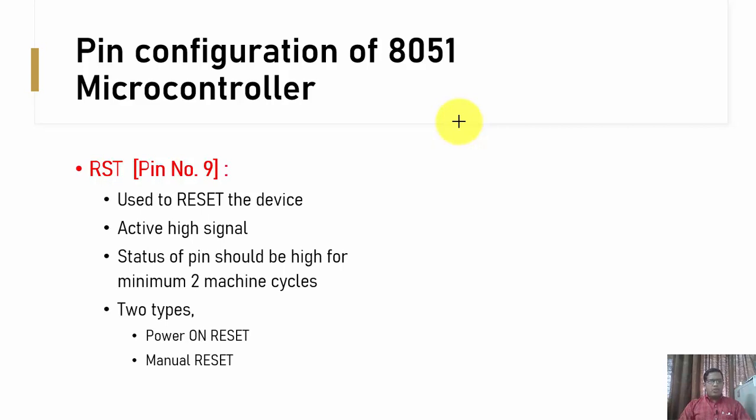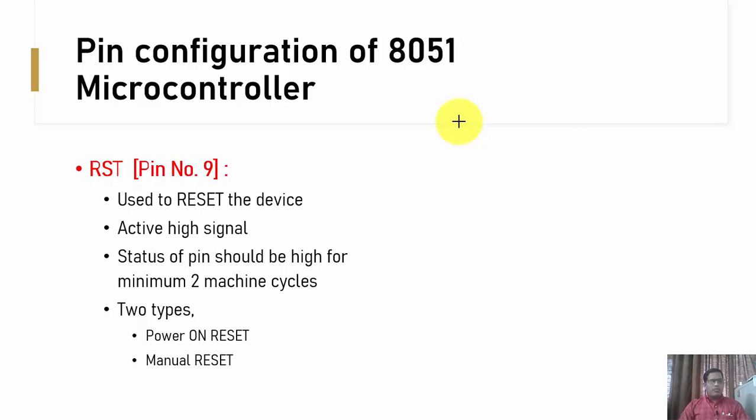Depending upon the way in which we provide the reset, two types of reset are given. The first one is called power on reset and the second one is called manual reset. In this video lecture series, we are going to discuss power on reset and manual reset in detail later. At this instant we are talking about pin configuration. So pin number 9 is exclusively used to reset the device. In summary, in order to reset the device, we have to send an active high signal on pin number 9, and the status of pin number 9 should be high for a minimum of 2 machine cycles.